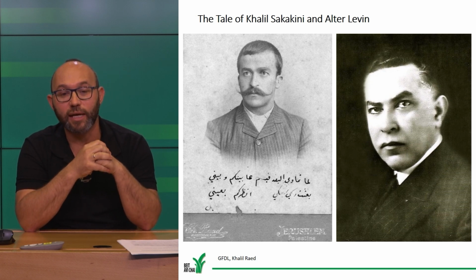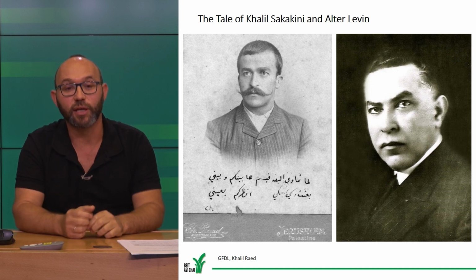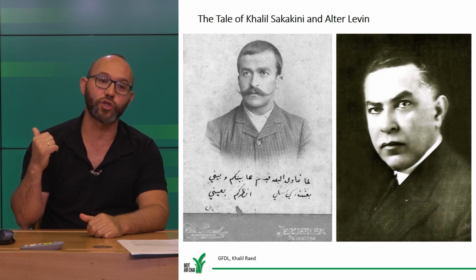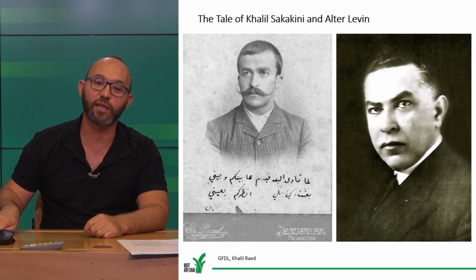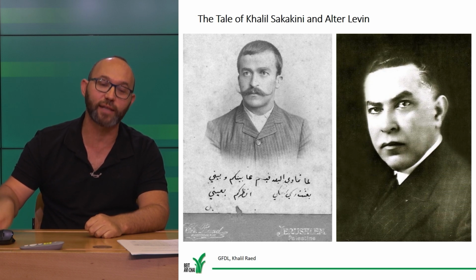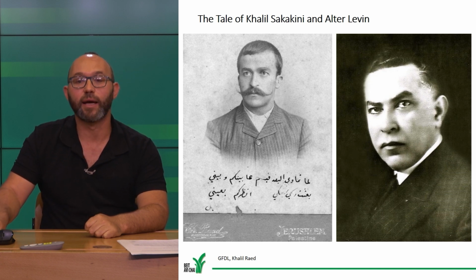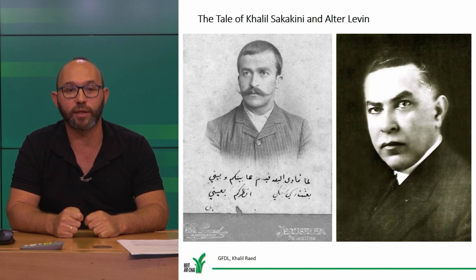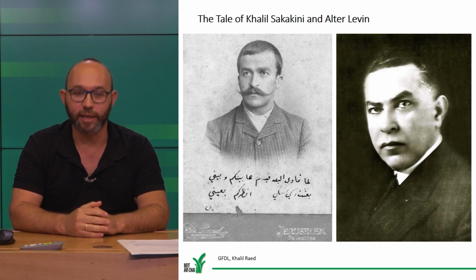Khalil Sakakini was lucky because his Muslim students pressured the authorities to release him, and eventually he manages to go back to Jerusalem. And what is interesting is that when he comes back to Jerusalem, he's petitioning the authorities on behalf of Alter Levin, asking them to forgive him and to release him. Alter Levin spends a few more months in jail waiting for his trial, but eventually is released, and quite traumatized, he comes back to Jerusalem.